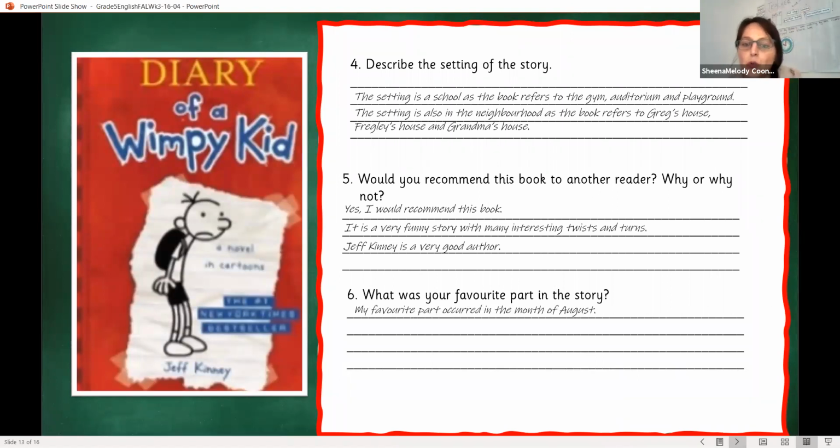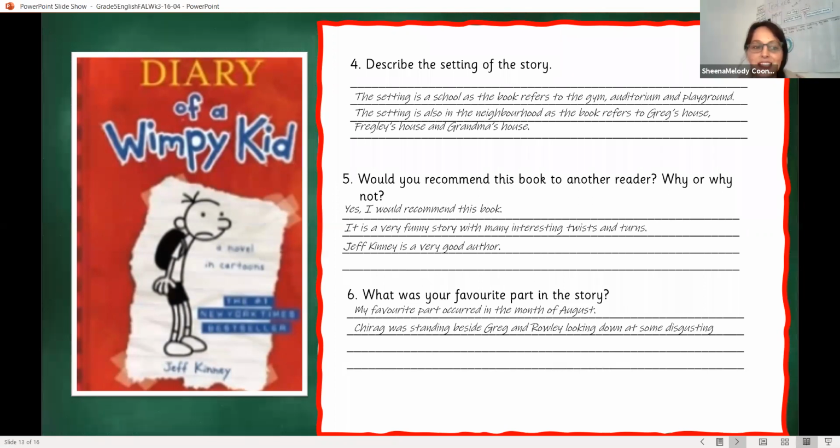Okay, so what is your favorite part of the story? So I kind of gave you the answer there. My favorite part occurred in the month of August. What happened in the month? Yes, their friendship does sing, but what happens in the month of August? We talked about that favorite part that I suggested. Who remembers what Miss Kinney suggested? Yeah, okay, there we go, the part with the cheese.